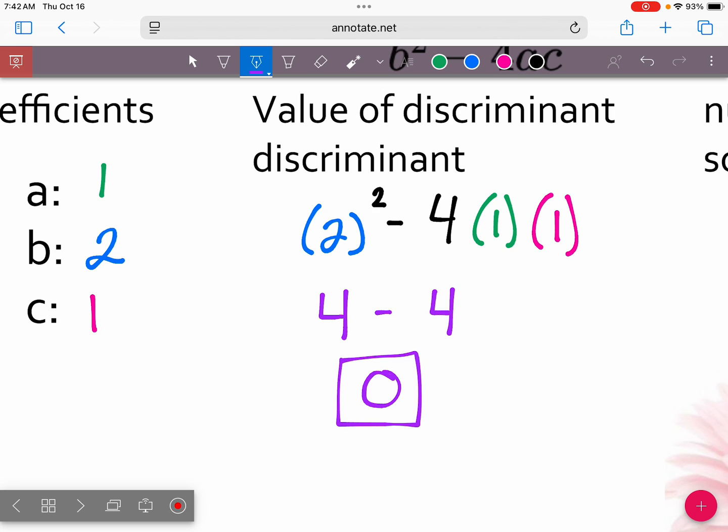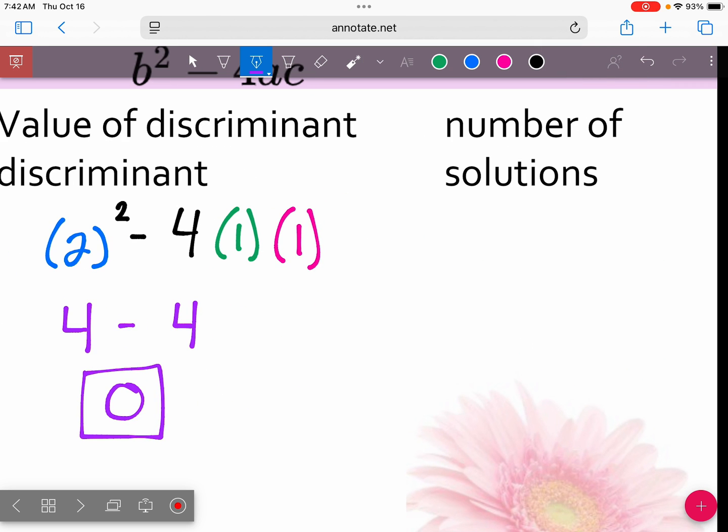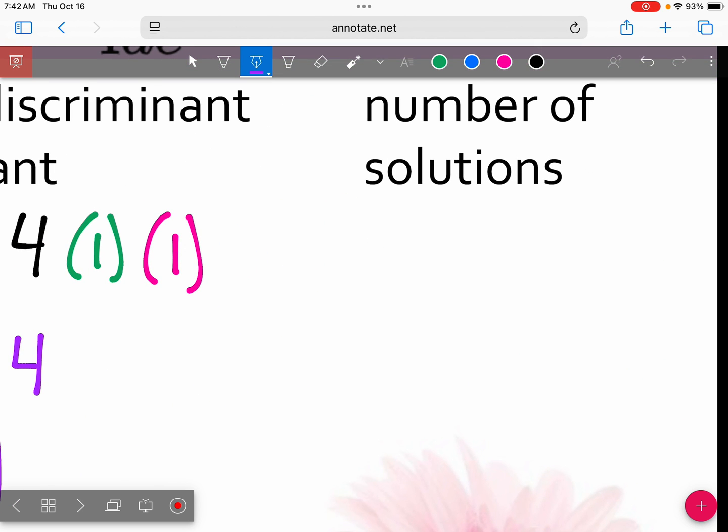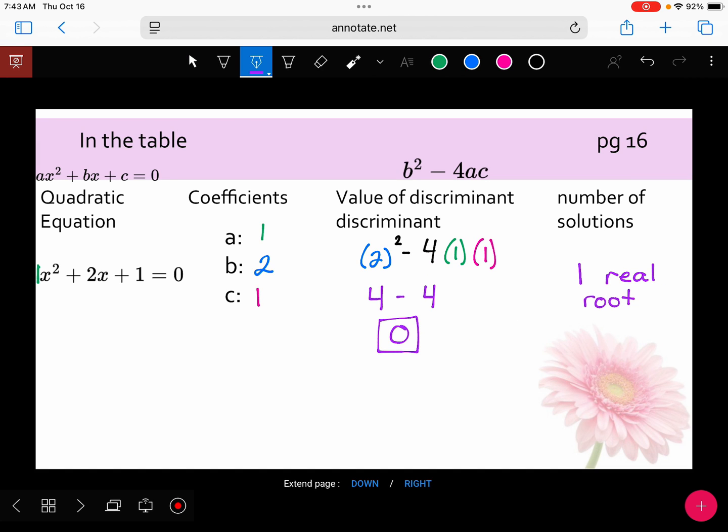Which means how many roots are we going to have? I heard it. It was very soft and tentative, but it was there. We're going to have one solution. If our discriminant equals 0, that's when we're going to have our one real root. One real solution, one real x-intercept, one real 0. Okay, so questions on the calculating of the discriminant and how we find it?